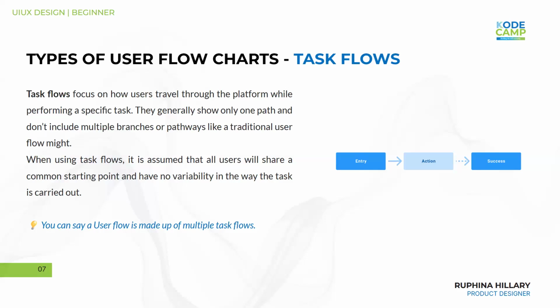You can also say that a user flow is made up of multiple task flows. This is because we're also going to get into the user flow, because it's also a subset of the user flow chart. User flow evaluates multiple different ways a singular action or a singular task can be done. Okay, we're going to get there.